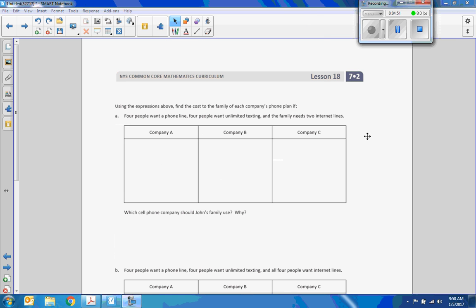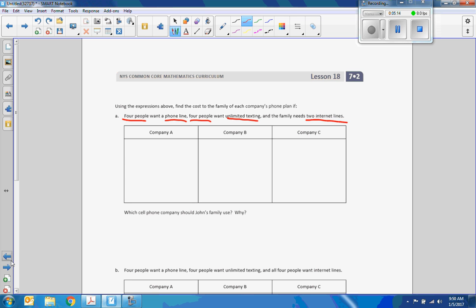Okay, so on the next page, using the expression above, find the cost of the family of each company's phone plan. So now 4 people want a phone line, 4 people want unlimited texting, and the family needs 2 internet lines.